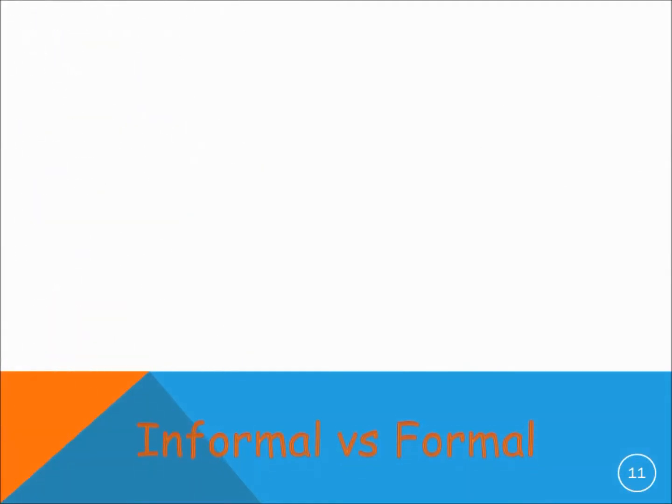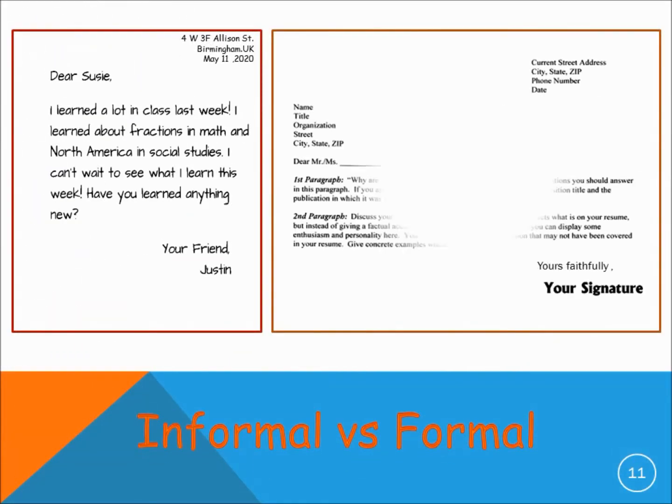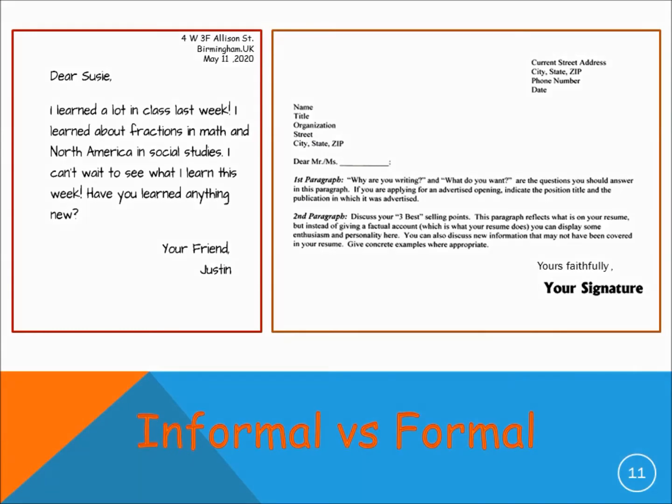Here you go. Now you can see 2 letters. One is formal and another one is informal. Can you tell me which one is the informal? Yes, super. The left one is informal. How do you know it's a friendly letter? Yes, because it has my form. I can see my heading, I can see Dear Susie, and I can see the closing, your friend, and the signature is Justin. Perfect. Okay, now look at the other one. It looks different. So what is that? Let's remember the 5 parts of an informal letter first and then move to the formal one.